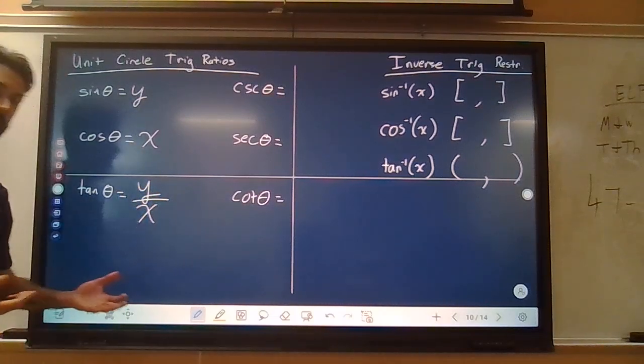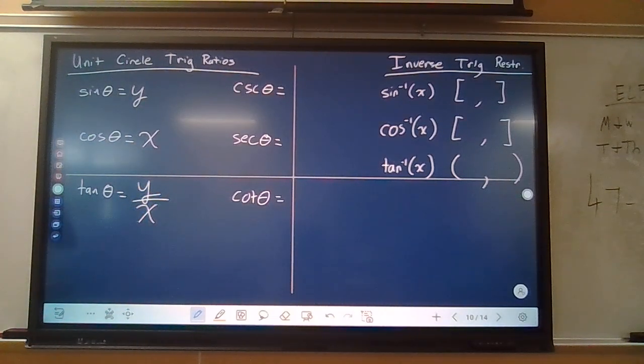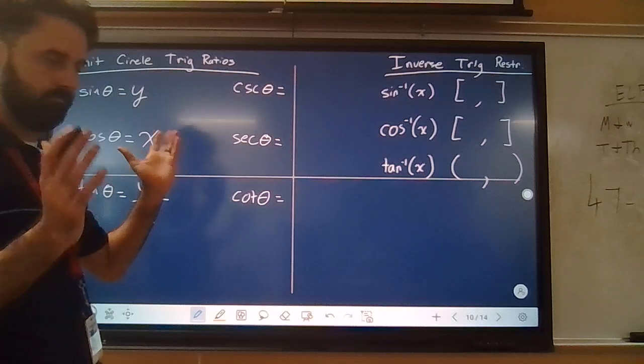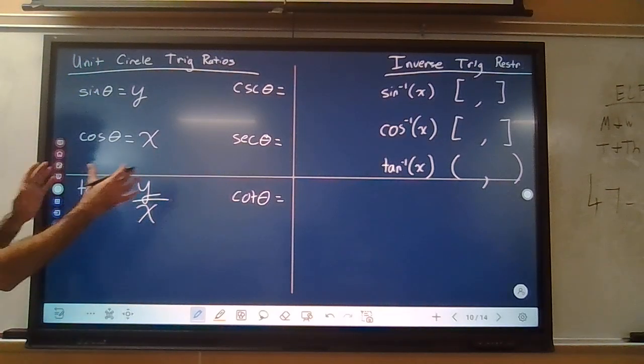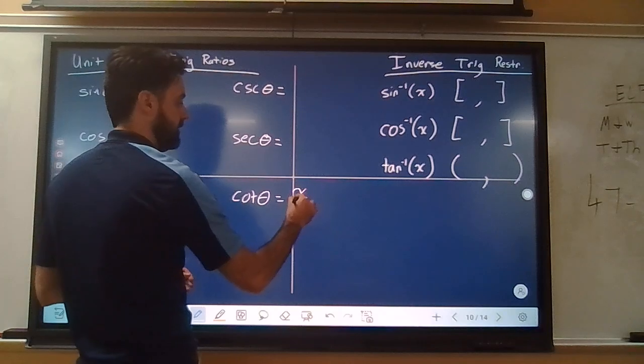I don't know if this is helpful or not, but somebody years ago was having a difficult time remembering which one was y over x and x over y. And so they just said "terrible yearly x-rays." That kind of stuck with me. Obviously, if you already have that down, don't worry about it, but terrible yearly x-rays. And then that also helps remember that cotangent is the reciprocal, x over y.